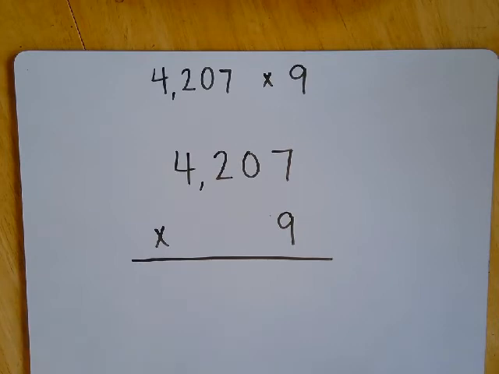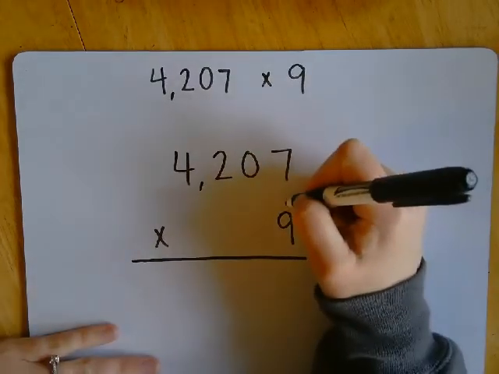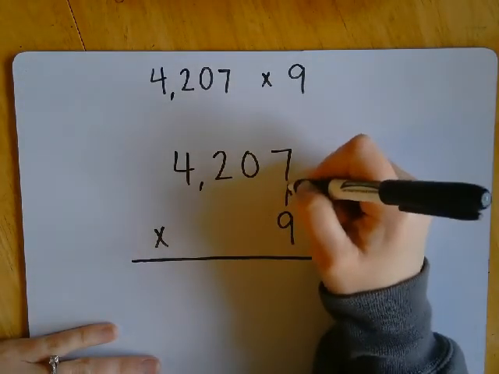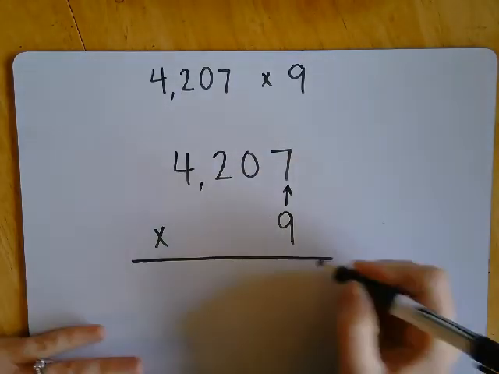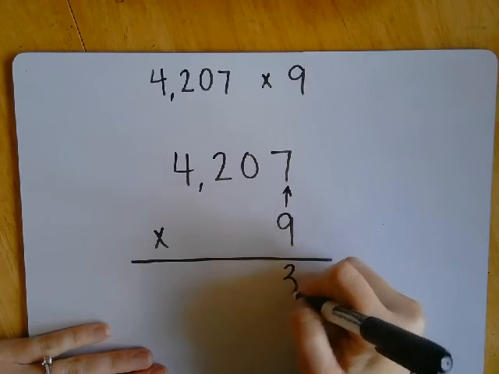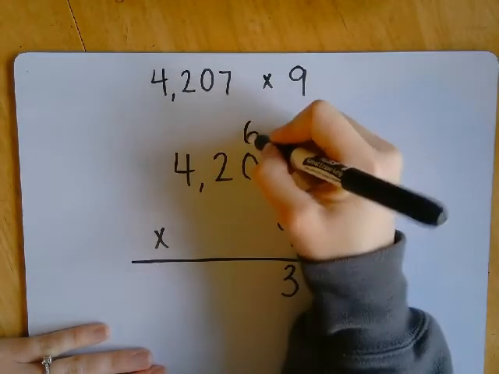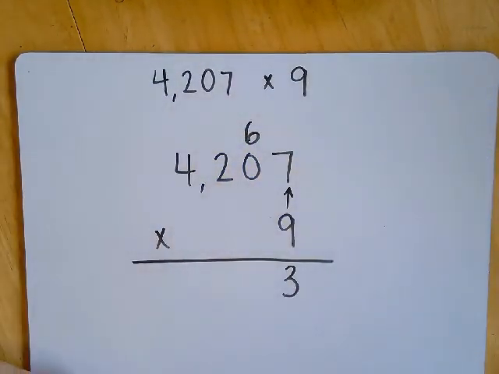Okay, I'm going to start in the ones place. So I'm going to multiply 9 times 7. I know that 9 times 7 is 63. The 3 stays in the ones place, and the 6 joins the tens place.